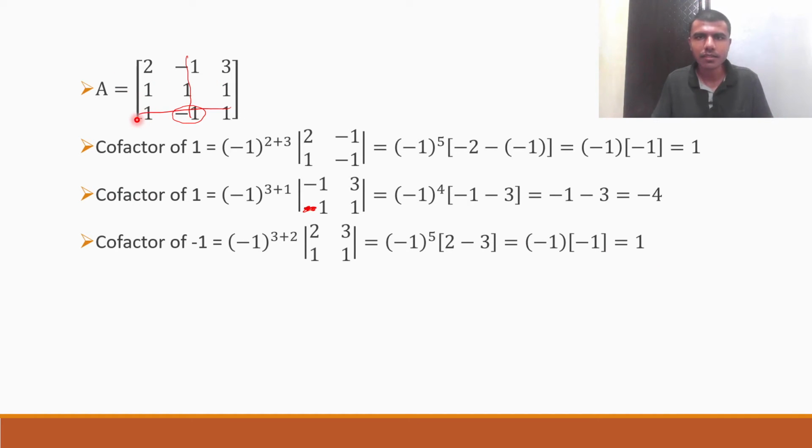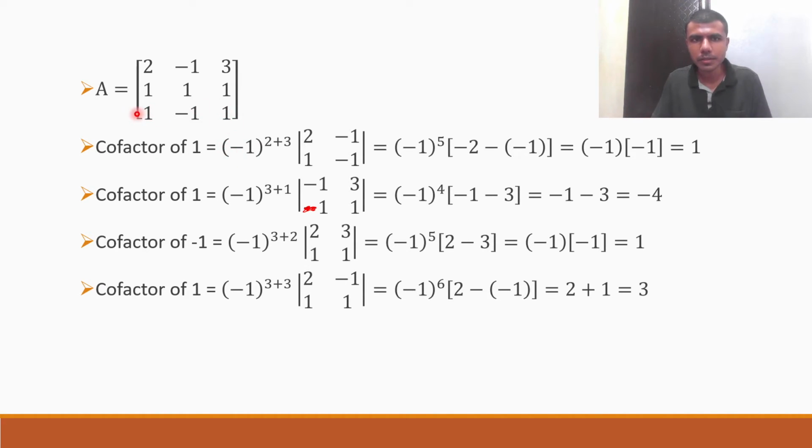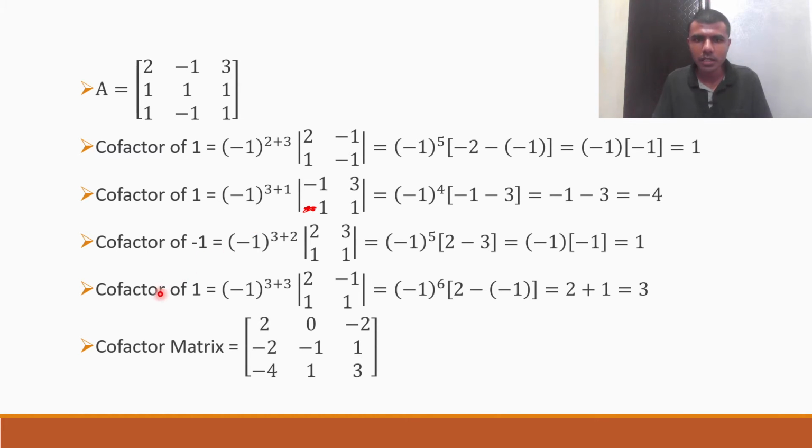Fine. Now last, guys, come on, last cofactor, this one, cofactor of 1. This one's position is third row, third column. So minus 1 power 3 plus 3. Now strike off the row and column in which it is there. Det of 2 minus 1, 1, 1. Okay, so minus 1 power 6, 2 ones are 2 minus of minus 1. So 2 plus 1 is 3. Minus 1 power even number is plus 1, so you can ignore that. 1 into anything will give the same number.